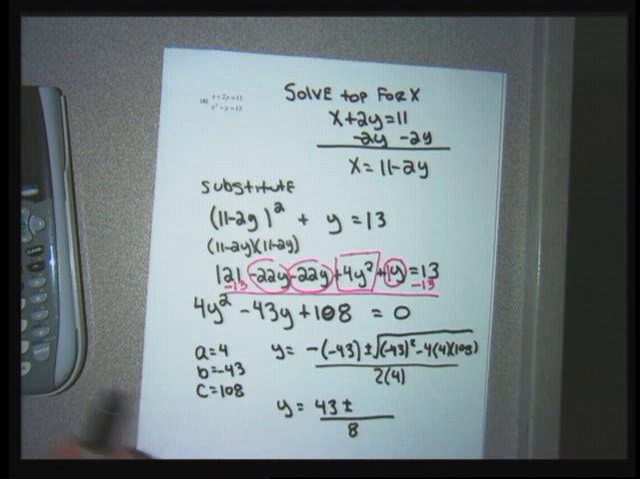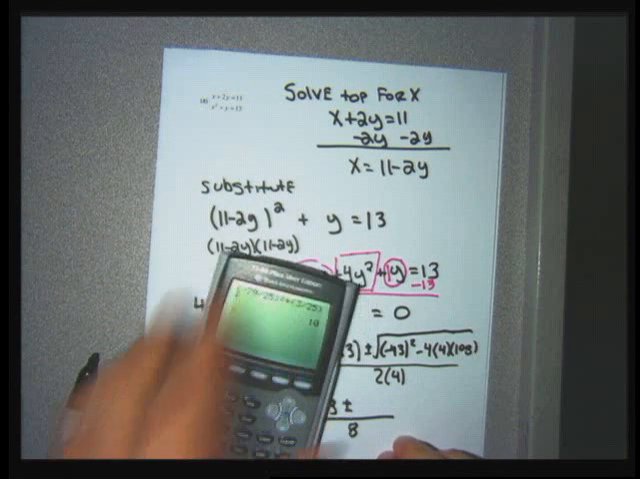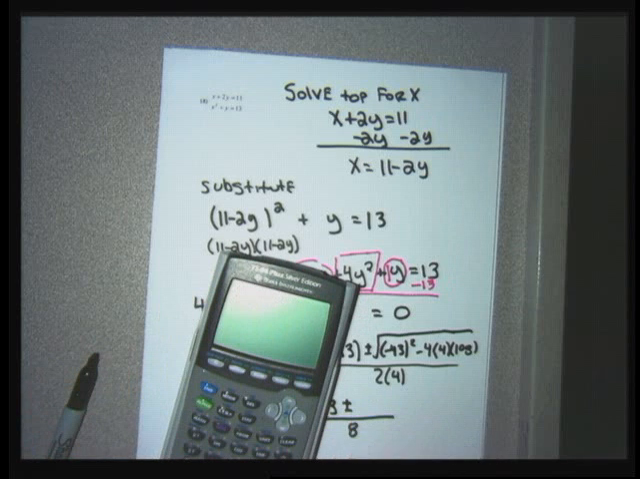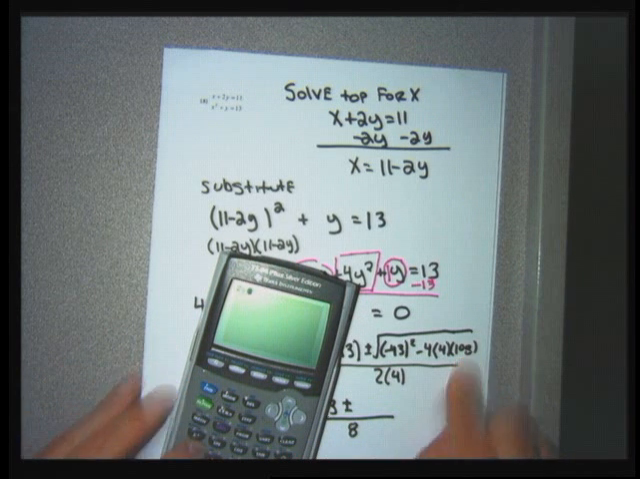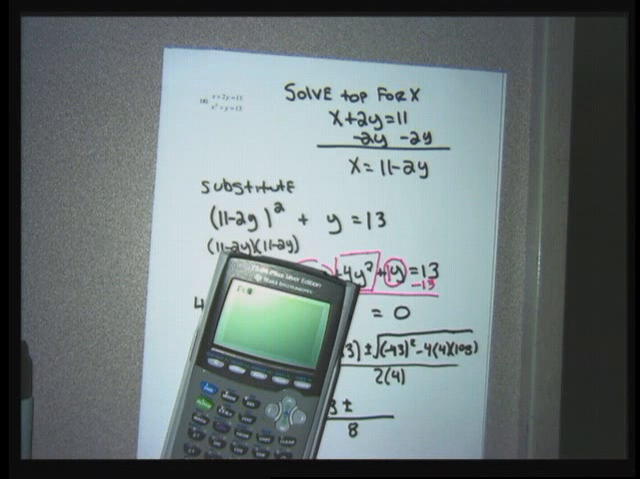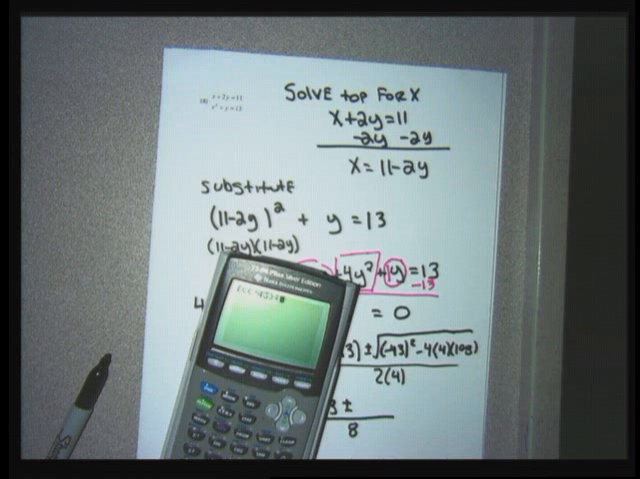I'm going to do that entire square root on my calculator slickly. So on my calculator, I'm going to enter that perfectly like it is. I'm going to go second square root and then another parentheses for the negative 43 squared. So there's negative 43 squared minus 4 times 108. And then close out the parentheses.